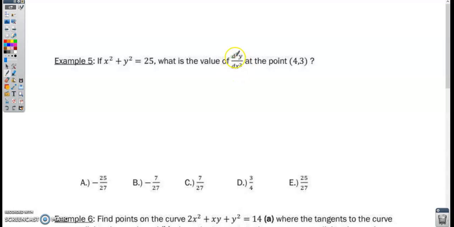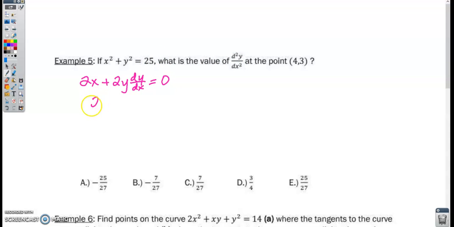So we're finding the second derivative, so we're starting with the original function. So we've got to go ahead and take the first derivative first. So we're going to go ahead and take the derivative of this. The derivative of x squared is 2x. The derivative of y squared is 2y dy dx, since we're differentiating with respect to x here, because we're going to the dx squared. And the derivative of 25 is 0.